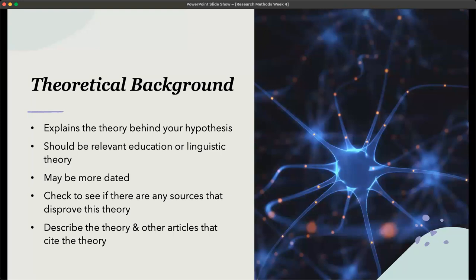So the theoretical background is going to explain the theory behind your hypothesis, and it should be relevant. So it needs to be based on education theories or linguistic theories. The theories are sometimes a little bit more dated. So a theory may have come out in the 1960s, 1970s, but it's still relevant if it has not been disproven. So always check to see if there are any sources that disprove this theory and describe the theory and other articles that cite this theory. So when you're going through and finding other research articles, look to see which ones describe the theory, how they're describing it, and how they tested it.